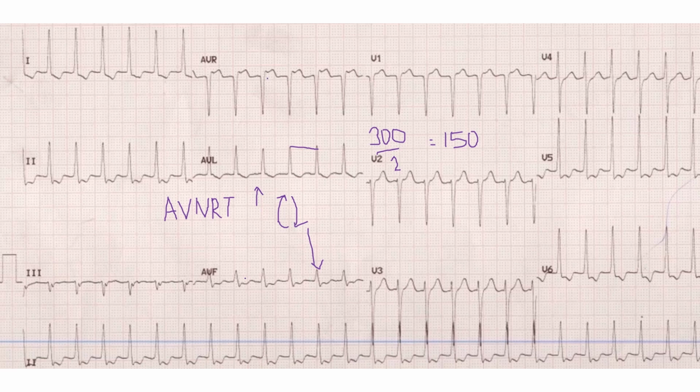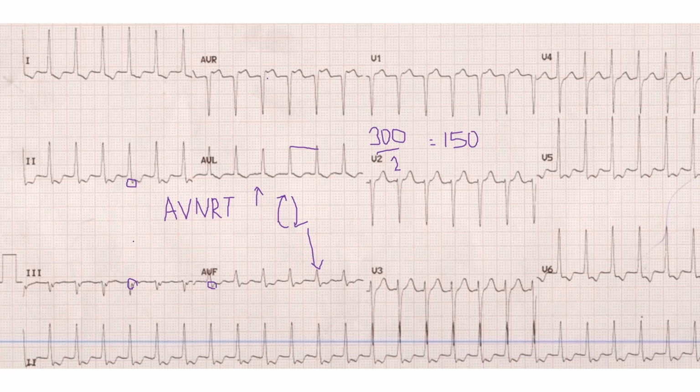So when atria are activated from above downwards, you get a P wave which is upright in inferior leads because inferior leads are facing towards the lower part. Here regular P wave is not there before the QRS, but there is something here. Terminal portion of the QRS is sharp. This is most likely a retrograde P wave. It's seen in 2, 3 and AVF.